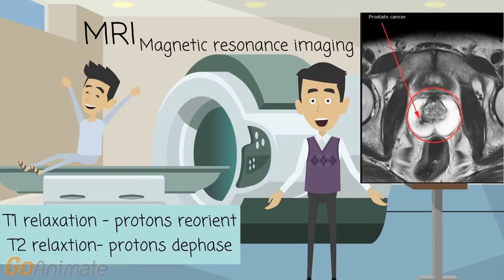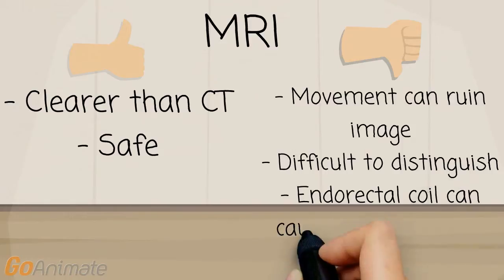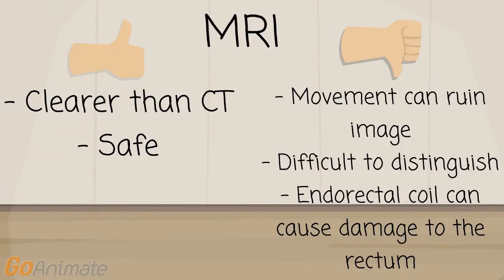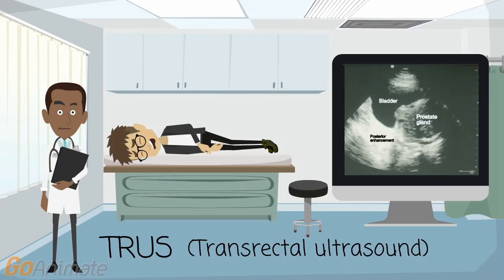In comparison, during T2 relaxation, protons dephase, resulting in the decay of transverse magnetization, hence providing high-resolution images that clearly define prostate anatomy. In some cases, an endorectal coil is used to help provide more detailed images. MRI is clearer than CT and uses non-ionizing radiation. However, movement can ruin the image. It is difficult to distinguish inflammation from tumors, and if an endorectal coil is utilized during the procedure, there is a risk of rectal damage.